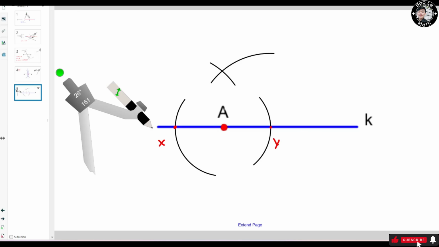Now I'm going to use the straight edge to connect point A and the intersection point right here. I call this intersection point as point C. So now I just have the line AC that is perpendicular to line K right here.